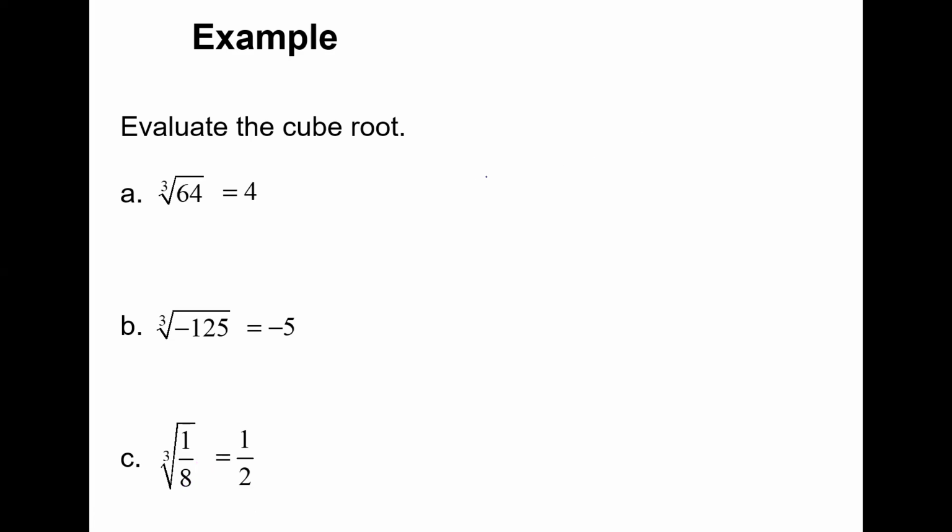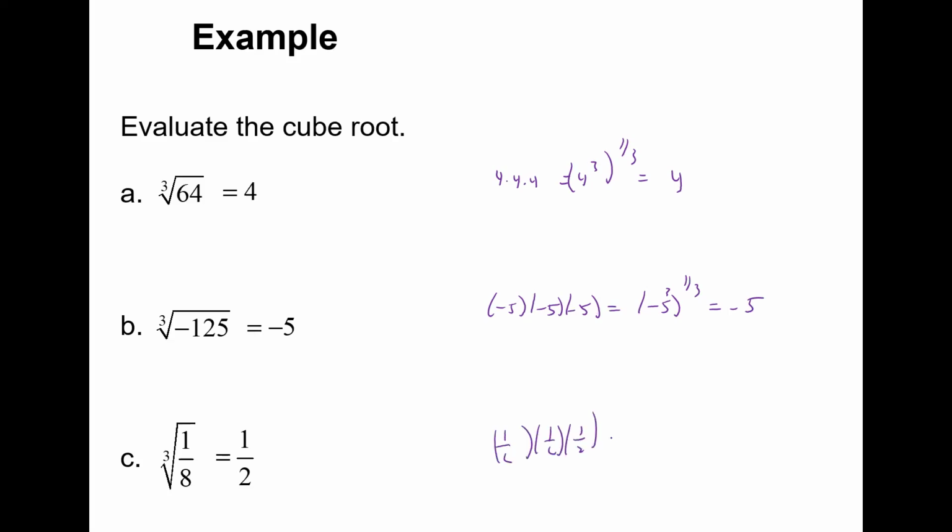Again, we have to think about what it is. That was 4 times 4 times 4, so that's 4 cubed, and that's all to the 1/3 power. Those cancel and we get 4. This was a negative 5 times a negative 5 times a negative 5, which is negative 5 cubed, and that's all to the 1/3 power. So that just gives us a negative 5. And this was 1/2 times 1/2 times 1/2, so let's put a cubed here, and then we'll put it to the 1/3, and that gives us just 1/2. Okay, so that's how we're going to look at these.